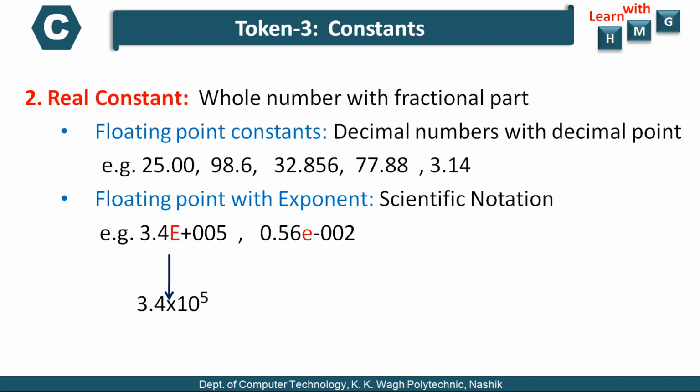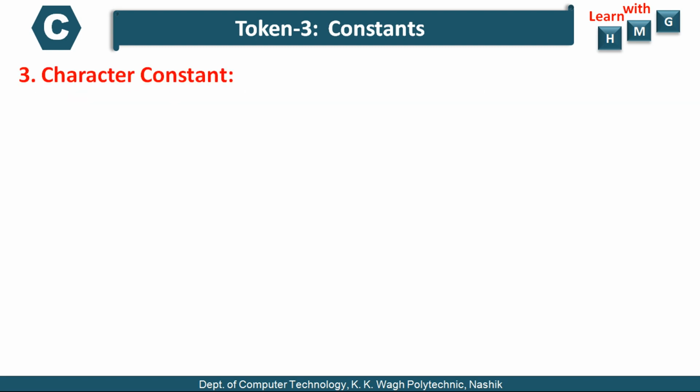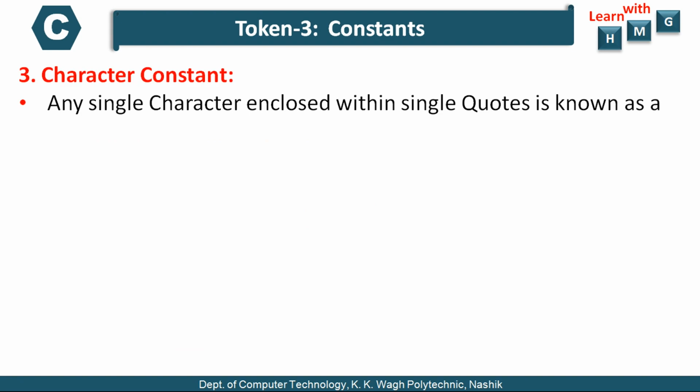What is this? The first number is nothing but 3.4 into 10 raised to 5, and the second number is 0.56 into 10 raised to minus 2. So in C, such a notation is used whenever you want to use 10 raised to some index value, then you have to use E as the index or exponent part. The third type of constant is character constant, that is any single character enclosed within single quotes is known as a character constant.